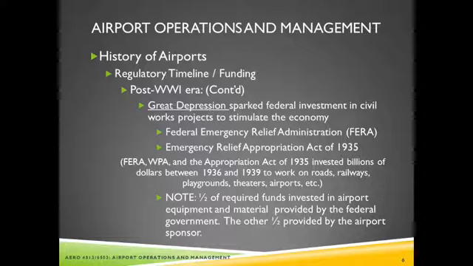All modes of transportation infrastructure, including airports, were included under the Works Progress Administration. That was the start of federal investment in airport development. Note that the federal government only supported half of the funds, while the airport sponsor had to supply the other half.